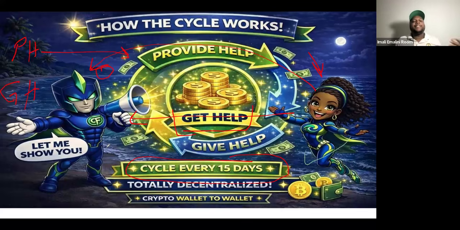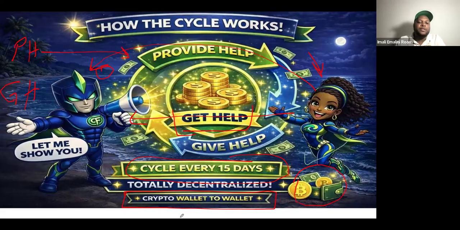When you are a receiver, there is also a little bit of a process, but it's not as much as when you are giving. So just understand it's a 15-day cycle. Crowdfunding, 15-day cycle. We will talk about what happens after 15 days. It is a totally decentralized community, but you need a crypto wallet to be able to give and to be able to receive. You need a crypto wallet.